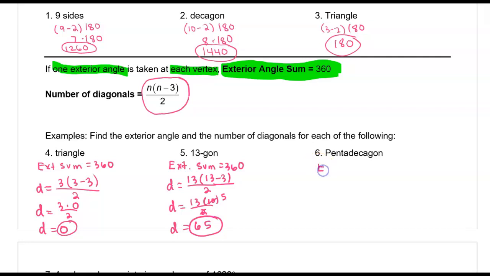Number 6. The exterior angles of a pentadecagon add up to 360 degrees. The number of diagonals can be found by taking 15 times 15 minus 3 over 2. 15 minus 3 is 12. I can cancel the 2 on the bottom with the 12, and that leaves a 6. 15 times 6 is the same as 30 times 3, which is 90. There are 90 diagonals in a pentadecagon.